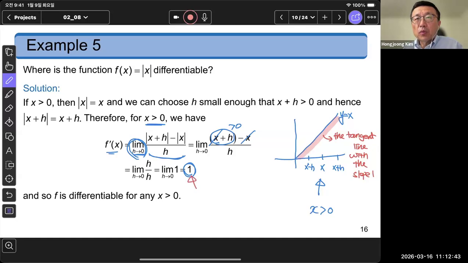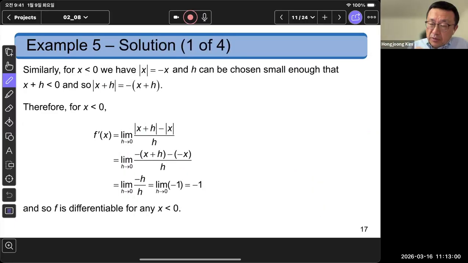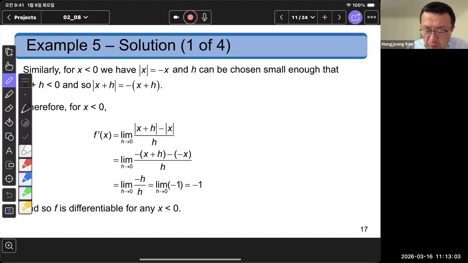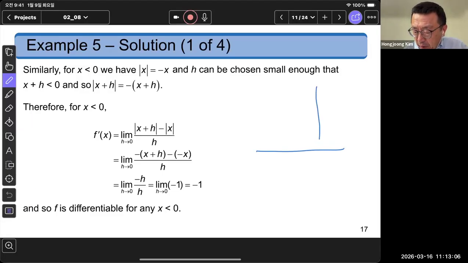So the slope of the tangent line at every positive number x is 1. That is the derivative of f at x. For negative x, we have a slightly different situation. To the left of 0, I have this graph, because for negative x, the absolute value of x will be negative x. So this is the graph of the function to the left of 0.